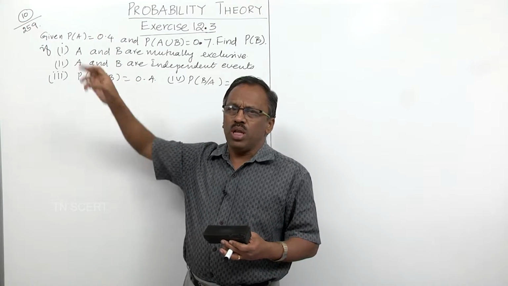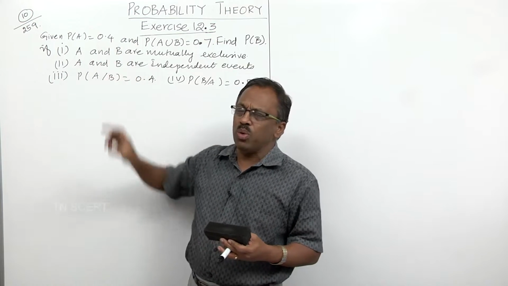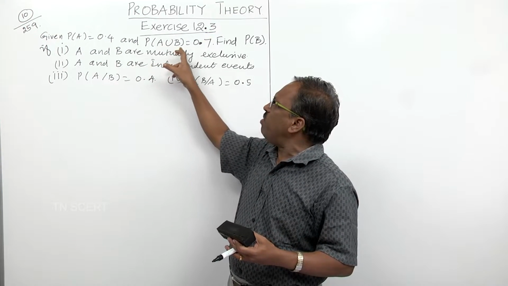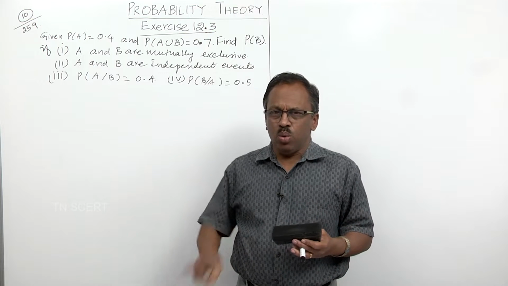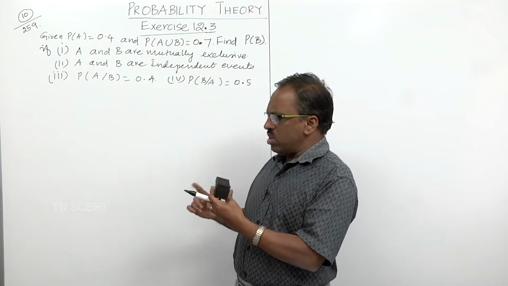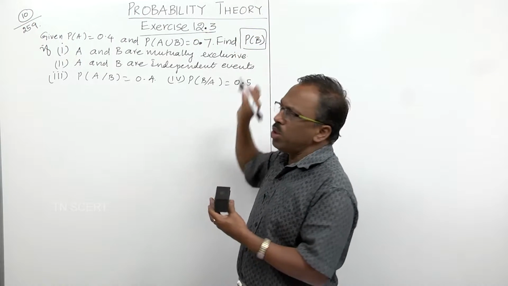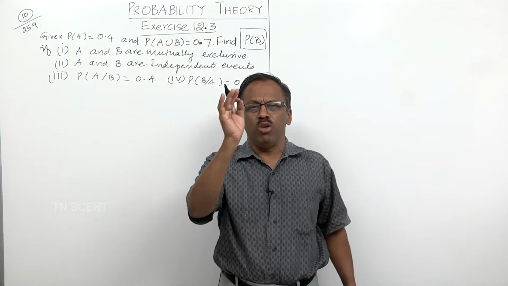In particular, exercise 12.3, the basic concept of probability. Some values are given: probability of A is 0.4, that is, the event A probability value is 0.4. The probability of A union B is 0.7. Only two things are given. We wish to know what is the value of P of B. Remember that this is what we want to know.